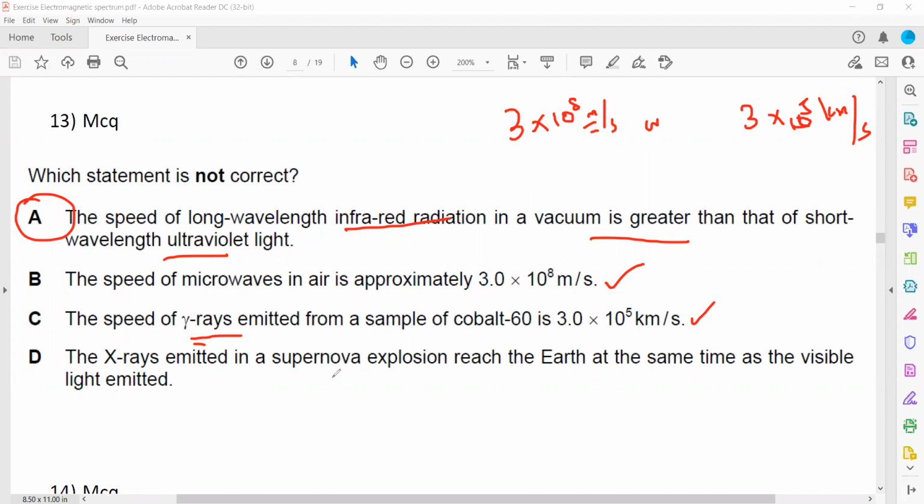An X-ray emitted by a supernova explosion reached the Earth at the same time as visible light. A supernova refers to an explosion which leads to the formation of multiple stellar objects. If it is emitting X-ray and visible light, both will come to us at the same time because they all travel at the same speed. So this is the right statement, but in the question we want to identify the wrong statement. So A is the wrong statement. Is it clear? Question 13.